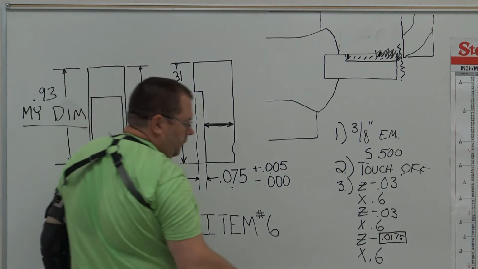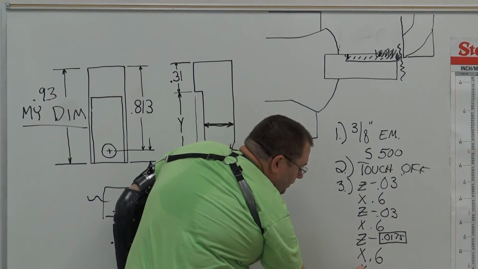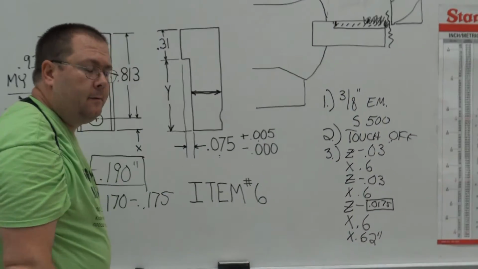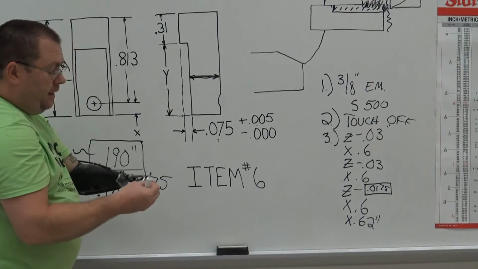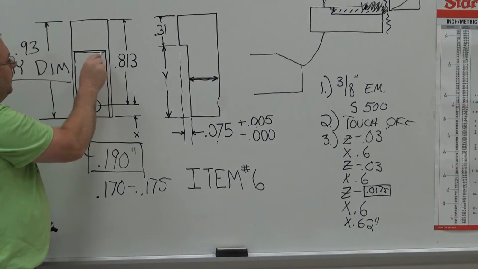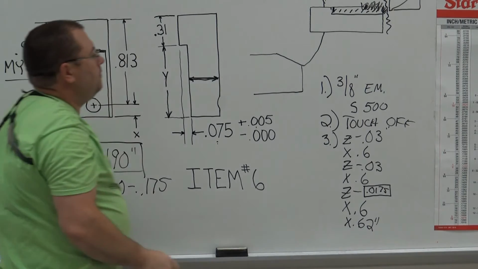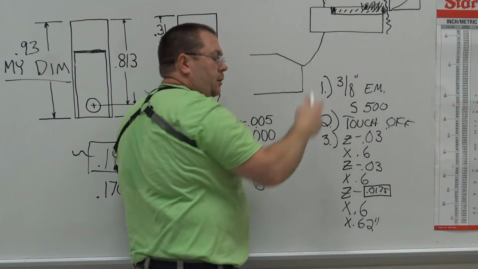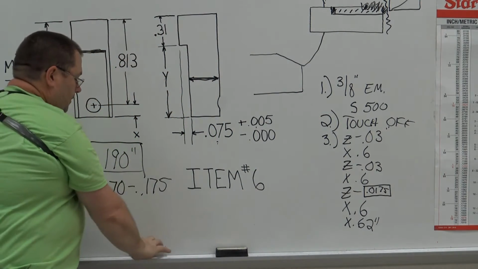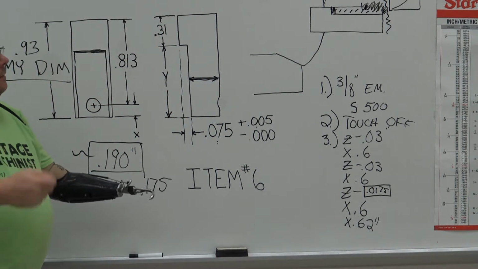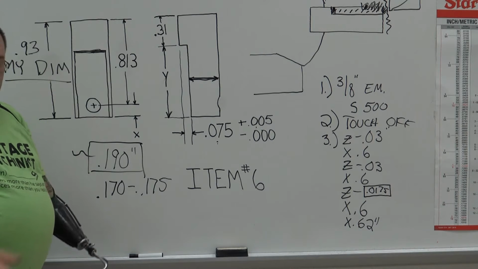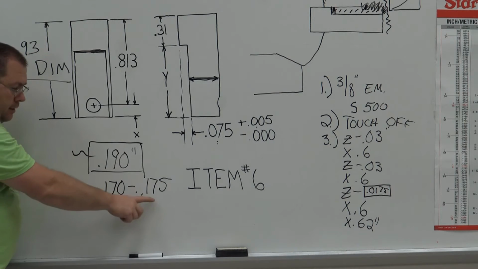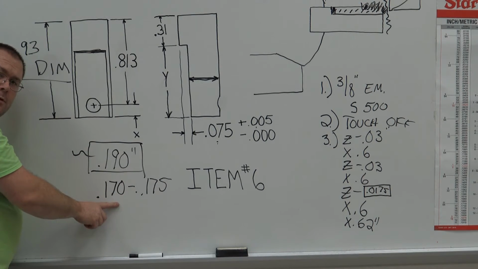We're going to move to the X.62 because that's what I've calculated, right? And we're going to feed across to do the finish pass right up in this region. We're going to take that last little bit of material off, just feed across. Now we're going to back the end mill away. We're going to take our dial calipers and we're going to measure. I want to measure and make sure that I lie within this 170 to 175.